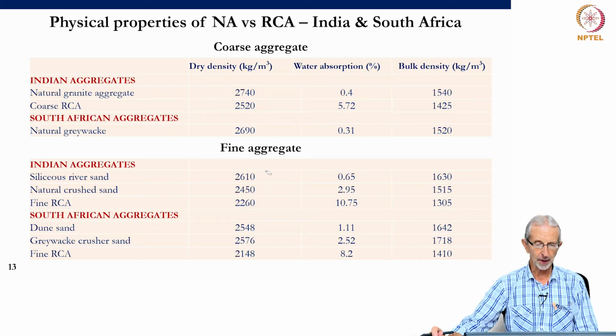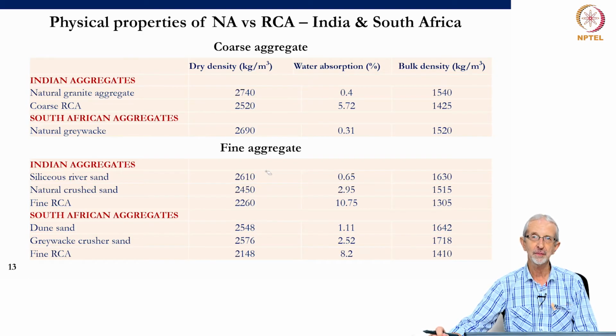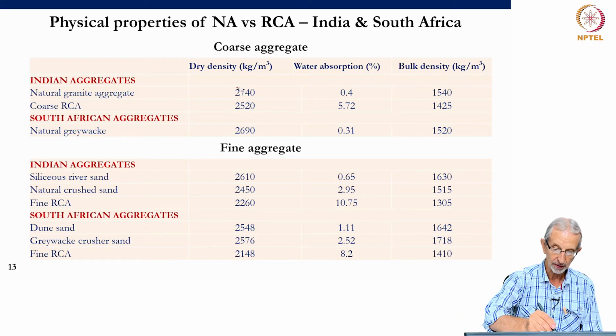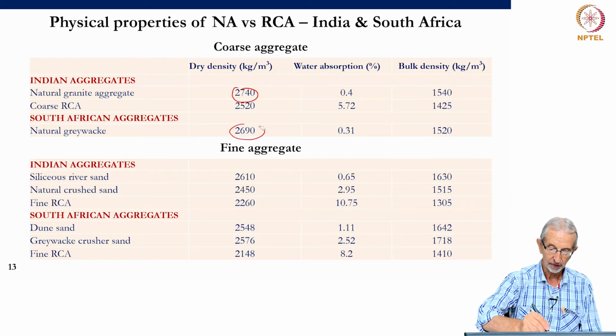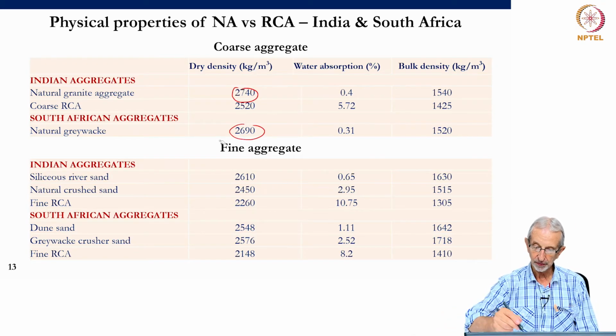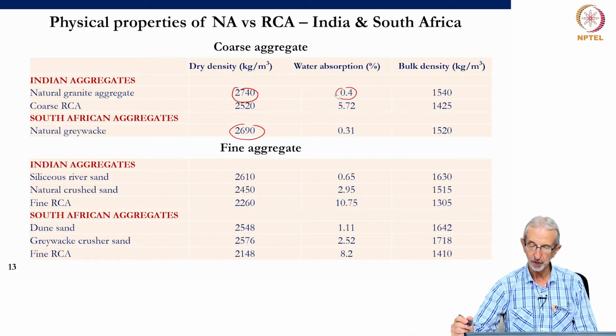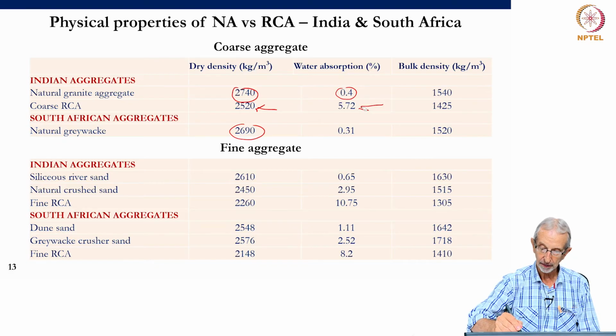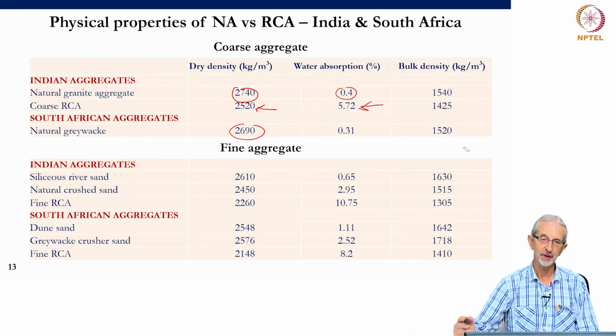Here are just some physical properties of natural versus recycled aggregates, examples from India and South Africa. And this is a busy diagram. I'm not going to go through it in detail, but you can in general see that in terms of the natural aggregates, we get dry densities up in the region of 2,700 here in India, or 2,690 there. Water absorption's down in a very nice low range of 0.4, but when you get up to the coarse RCA, you can see the difference immediately, as you would expect. And the bulk densities reflect the same thing.